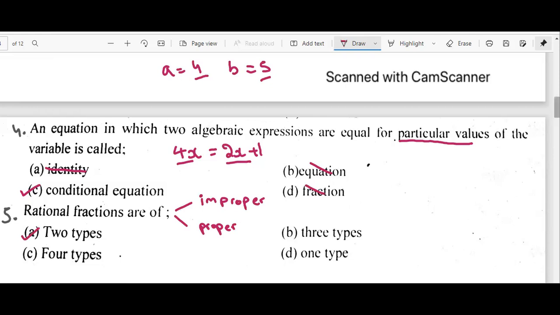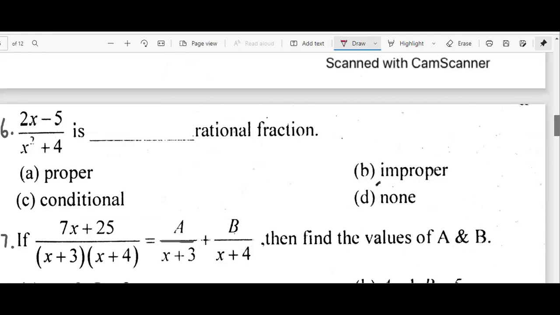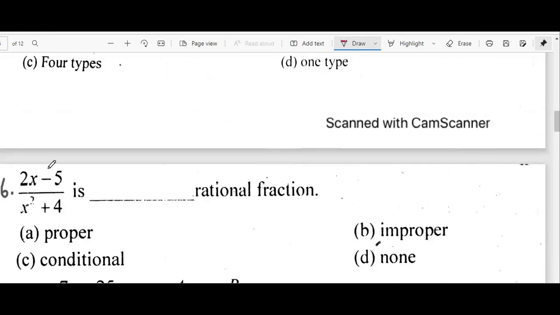Okay. Now let's talk about the sixth question. 2x minus 5 divided by x squared plus 4 is a dash rational fraction. Now either it is going to be a proper rational fraction or an improper rational fraction. So let's just cut these two options.